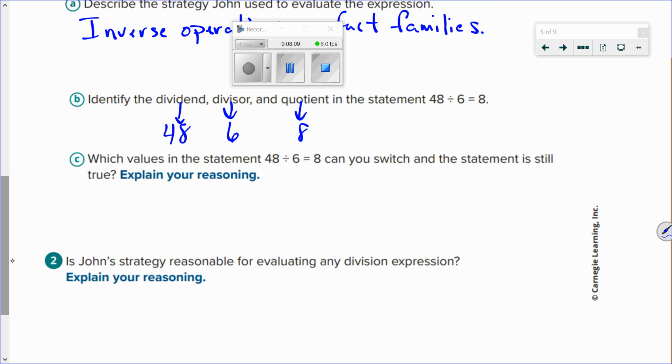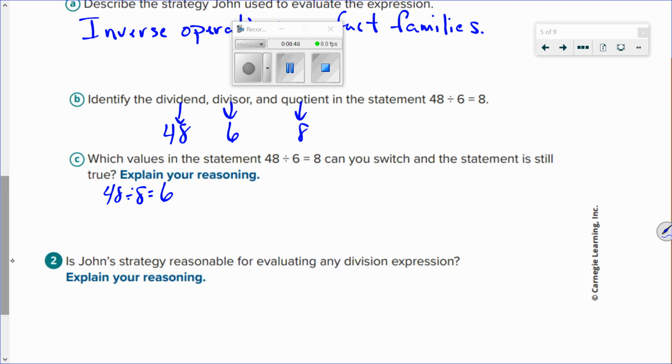So which ones can I do in the division statement? Which ones can I switch? You do? Because we just did fact families. That's okay. Billy? So I can switch the 6 and the 8, right? I can switch the divisor and the quotient. So I can do 48 divided by 8 equals 6. Why can I do that?